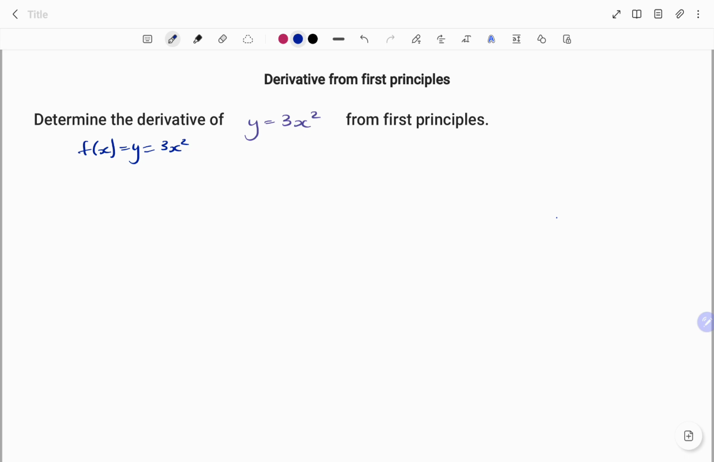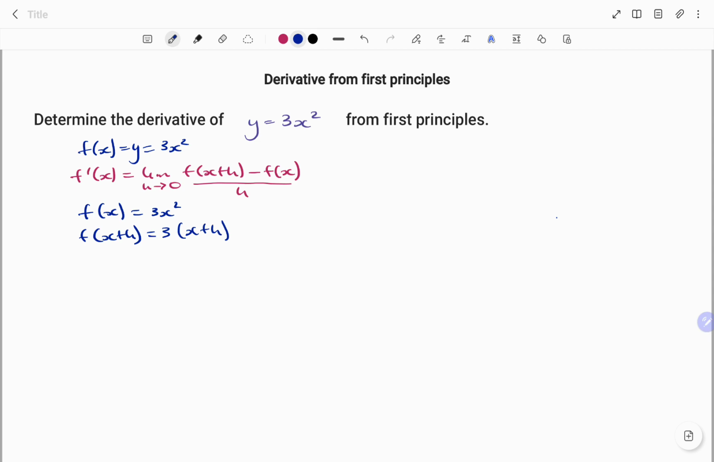The formula to use is f prime of x equals limit as h tends to 0, f of x plus h minus f of x all over h. Already we've found our f of x to be 3x squared. Our f of x plus h, wherever we have the occurrence of x, we're going to add h. So this is going to be 3(x plus h) all squared.